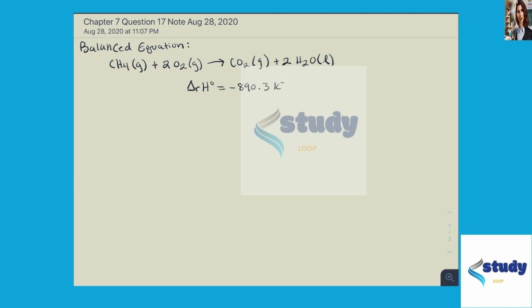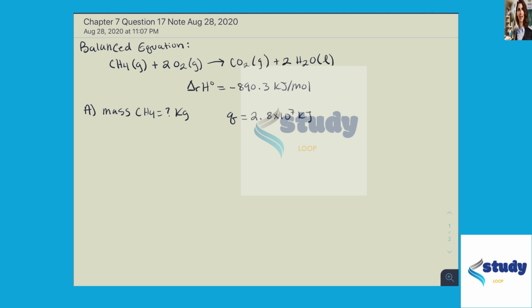For this question, we are going to be using this balanced chemical equation for the combustion of methane, and they tell us that the enthalpy for this reaction is equal to negative 890.3 kilojoules per mole. For the first part of this question, they are wanting us to find the mass of methane when a certain amount of heat is evolved in the reaction. So we're looking for the mass of methane, in units of kilograms. They tell us that the heat liberated from the reaction is 2.8 times 10 to the 7th kilojoules.